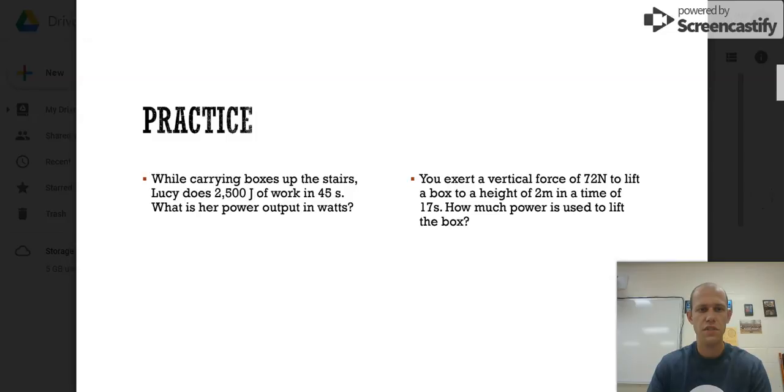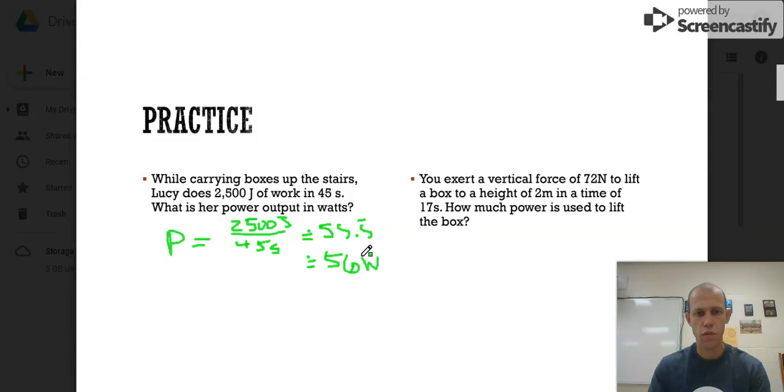While carrying boxes up the stairs, Lucy does 2,500 joules of work in 45 seconds. What is her power output in watts? So this is a very straightforward problem. Power, work divided by time. So 2,500 divided by 45. And when we do that, get out 55.5. And rounding that, we will get out 56 for sig figs and watts as our answer.